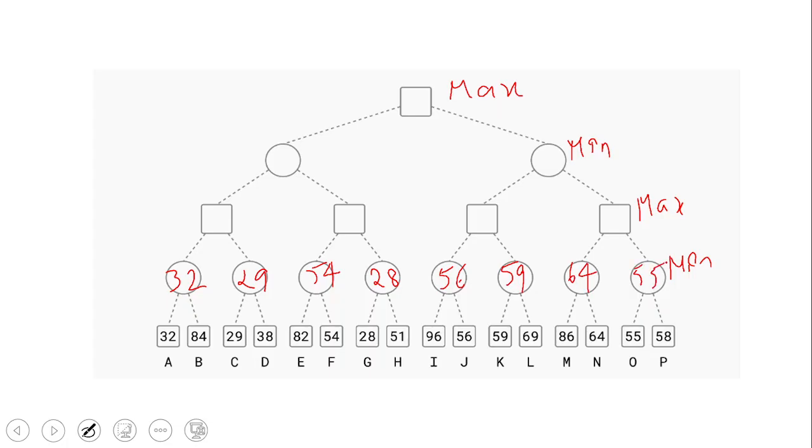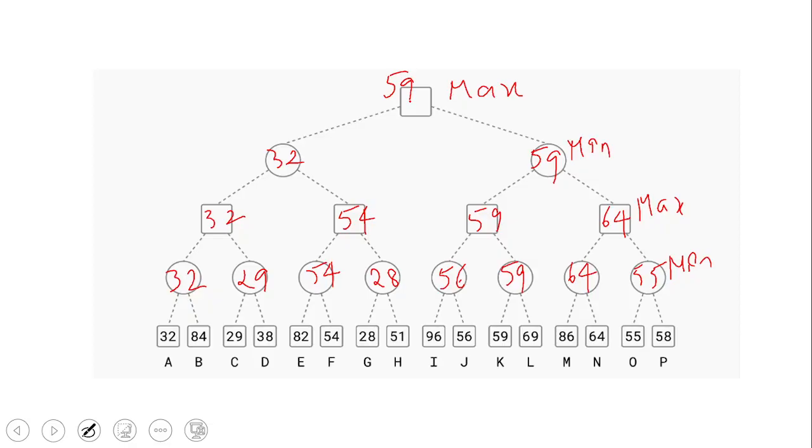Next, maximum nodes. Among 32 and 29, maximum is 32. Next, 54, 28, 54 is the maximum. 56, 59, 59 is the maximum. 64, 55, 64 is the maximum. Next, the immediate level is the minimum. 32, 54. 32 is the minimum. 59, 64. 59 is the minimum. Next, among these two, maximum is 59.